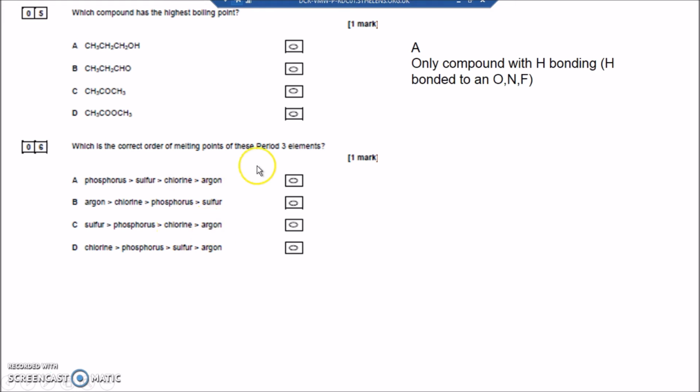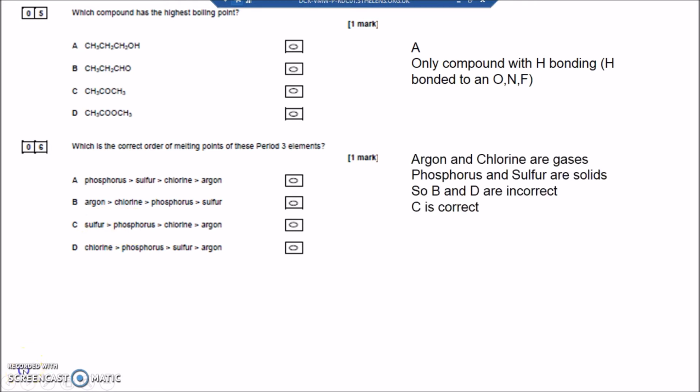Argon does have the lowest melting point because it's single atoms. Chlorine is a diatomic molecule, 2 Cl atoms bonded with a covalent bond, and so that's a larger molecule with more electrons, so that's going to have more van der Waals forces than an argon. The question is, which has got the higher melting point then? So higher melting point, sulfur or phosphorus? And your answer is sulfur. So sulfur is a larger molecular structure than phosphorus, and with it being larger, then it has a higher melting point. So sulfur with a higher melting point than phosphorus.